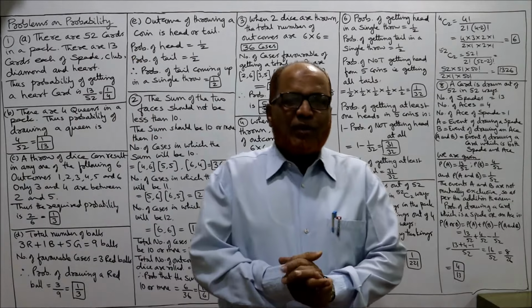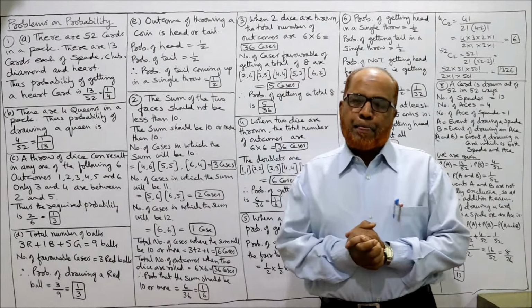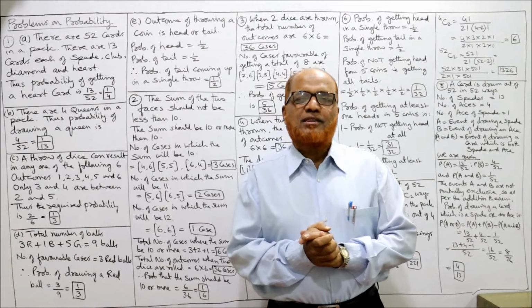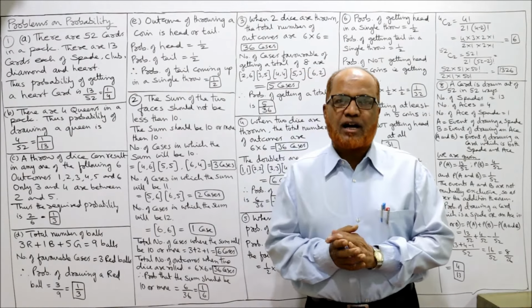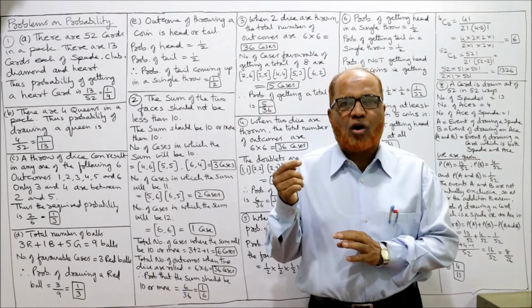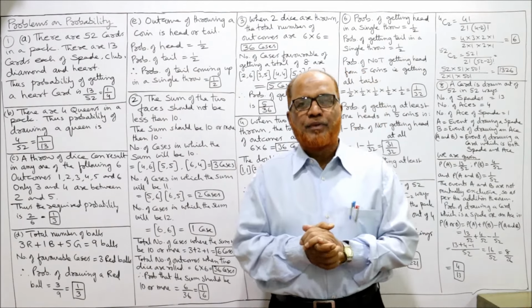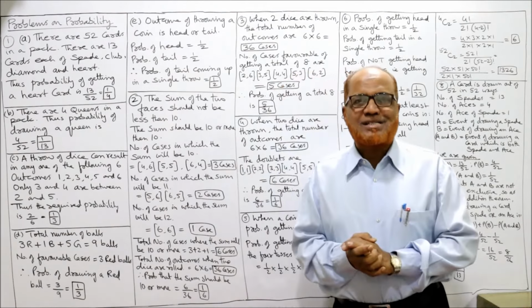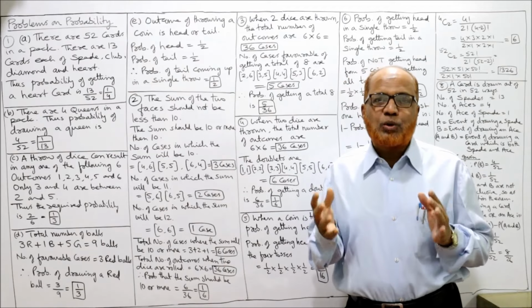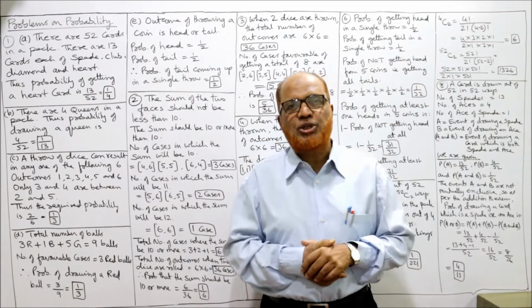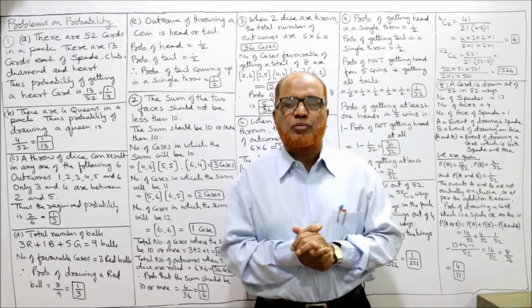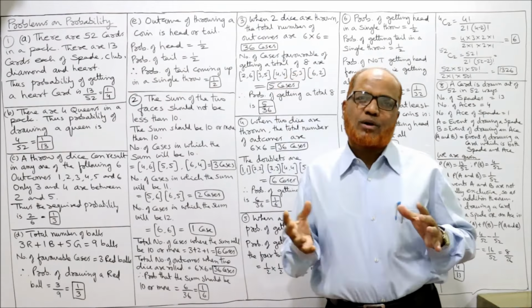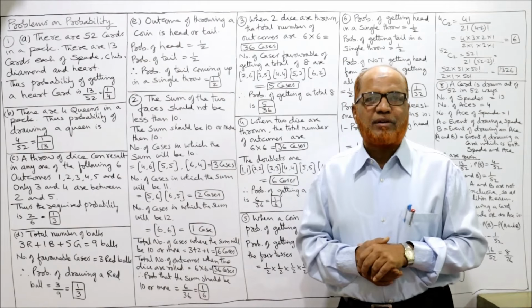Hello students, come on, we'll start the problems on probability. Hope you have watched the previous theory video. In the last video, I explained the meaning of the term probability, the concepts used in probability, the different approaches to the study of probability, then the addition theorem and multiplication theorem of probability, then the different types: marginal probability, conditional probability, joint probability. All these concepts we have discussed in the previous video.